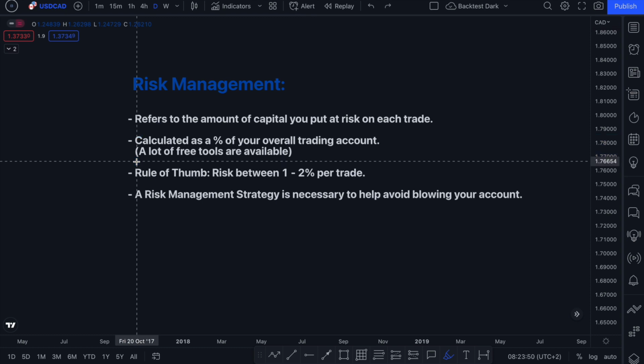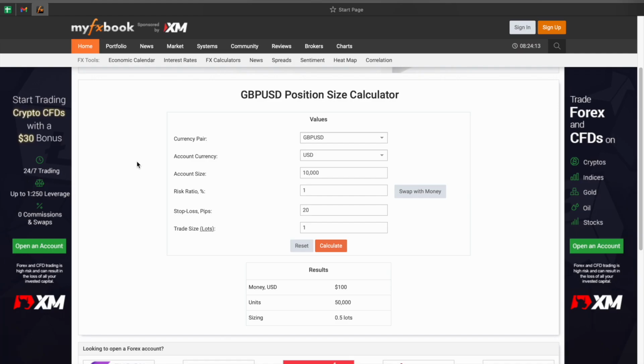And there are a bunch of free tools available online to help you with this. One position size calculator that I highly recommend is the myfxbook.com position size calculator. It's very simple to use. Essentially what this does is it helps you calculate the amount of lots or the position size that you need to open in order to risk a certain amount of your account.